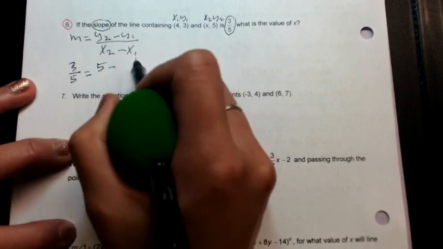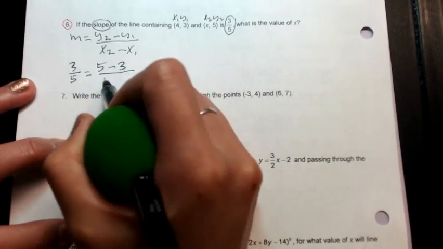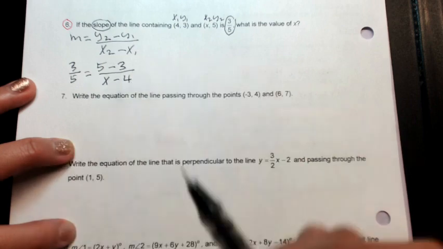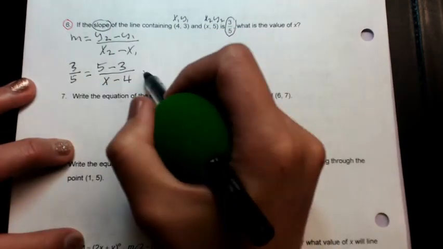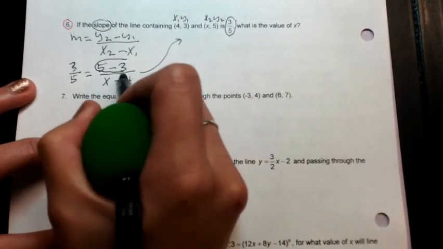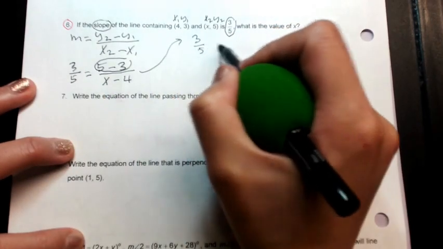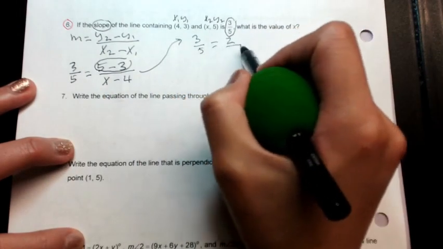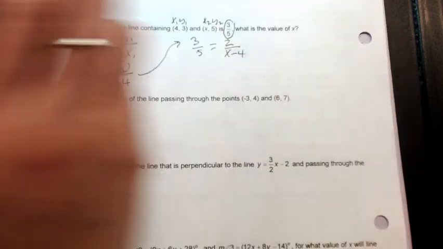5? Minus what's on y1? 3, all over x minus 4. And then we want to cross multiply, but I want to go ahead and reduce this right here. So we have 3 over 5 is equal to 2 over x minus 4.